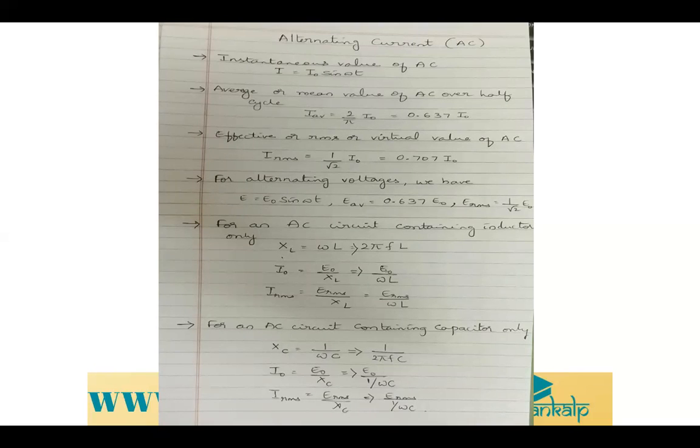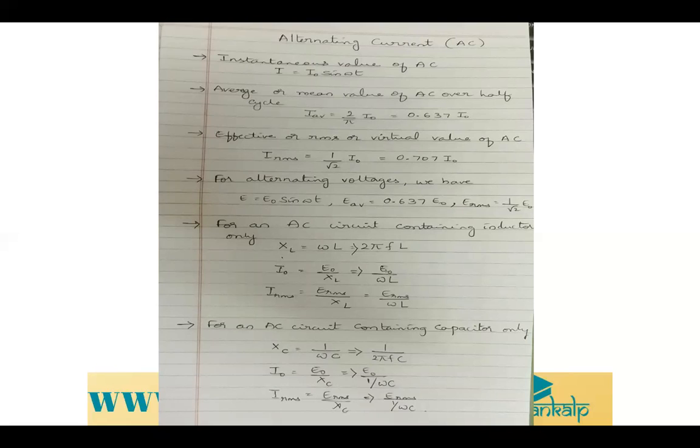For alternating voltages, so far we saw for alternating current. If you have alternating voltages, you can represent that as E is equal to E naught sine omega t. E average is equal to 0.637 epsilon naught. ERMS is equal to 1 by root 2 into E naught.